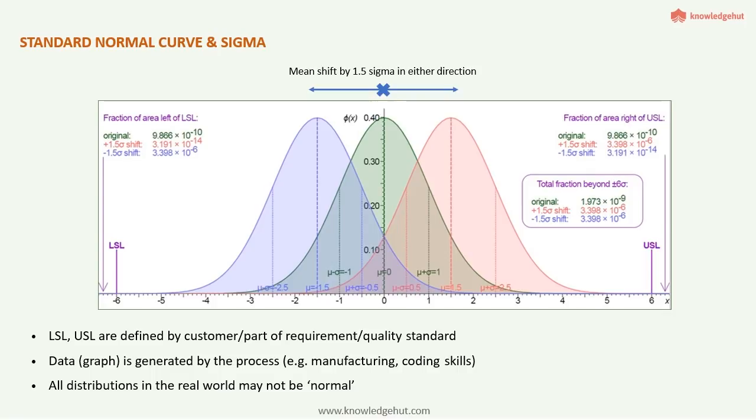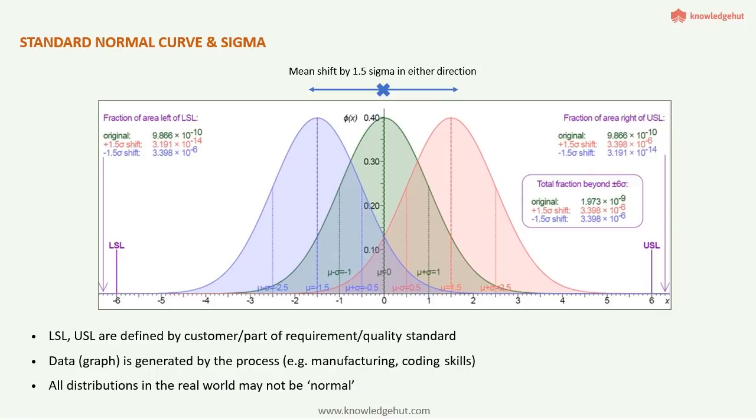Now read the green font, which says original, then 9.866 into 10 to the power minus 10. It means that there is some area to the left of the LSL and the right of the USL for the green curve, and that is represented by that area which is written in green font. Now if we theoretically shift the curve to the right and generate the red curve, or to the left and generate the blue curve to a distance of 1.5 sigma in either direction, we get the areas to the left and right, which is mentioned in the red font for the red curve, and the blue font for the blue curve. And you can see that the blue font for the LSL is 3.398 into 10 to the power minus 6, which is nothing but 6 sigma specification, as we saw in our chart in the last slide.